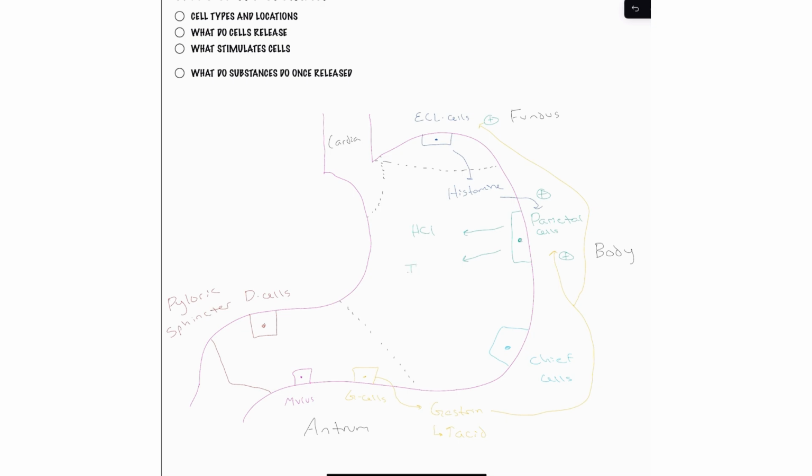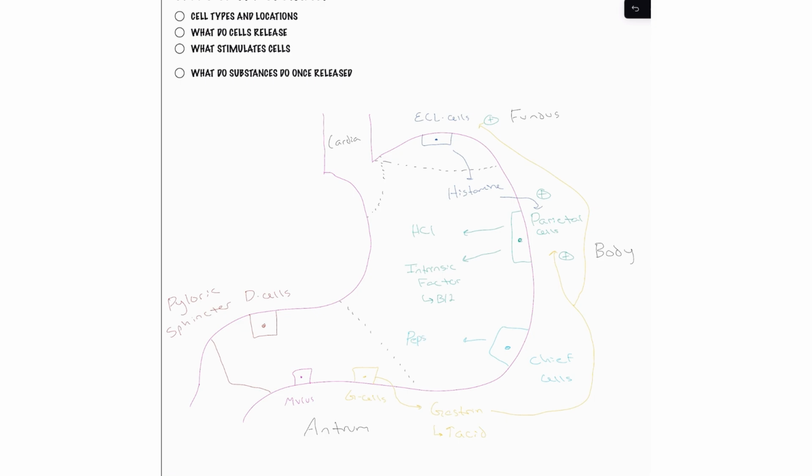So let's write that out. So this is intrinsic factor. Intrinsic factor is super important for the absorption of B12. Okay, so intrinsic factor gets together with B12, and then it goes down to the terminal ileum where it's absorbed, okay? So these next cells, the chief cells, they only release one thing, and that thing is pepsinogen.